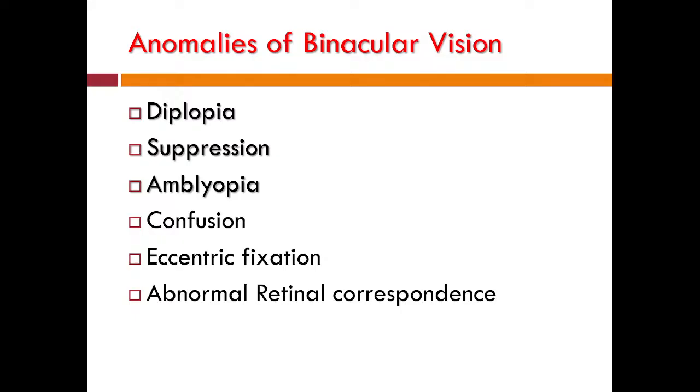Then if the patient does not have binocular vision, what are the other anomalies of binocular vision? The patient does not have binocular vision, not able to see with both eyes simultaneously, the image is not falling on the fovea of the two eyes. So what are the conditions which can happen? Like the patient may have diplopia, I told you, double vision. Can you give any example?